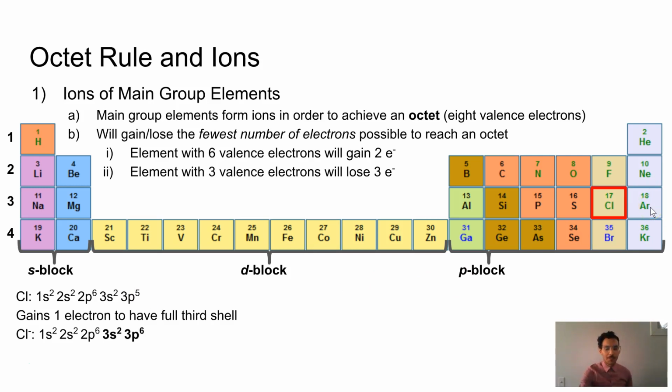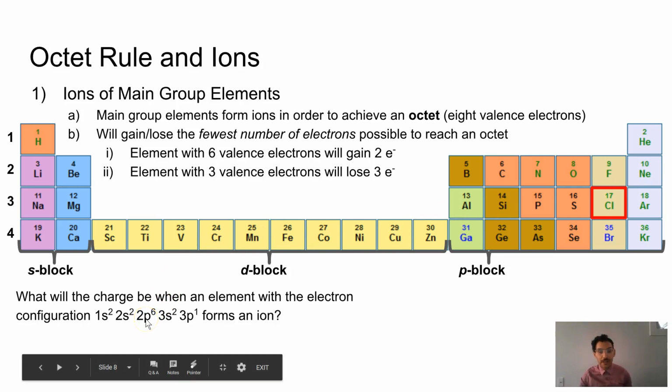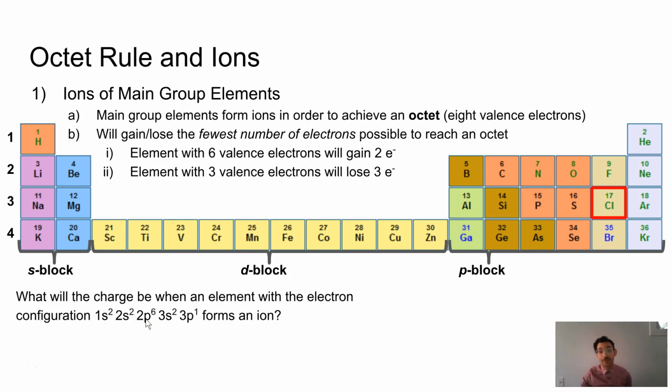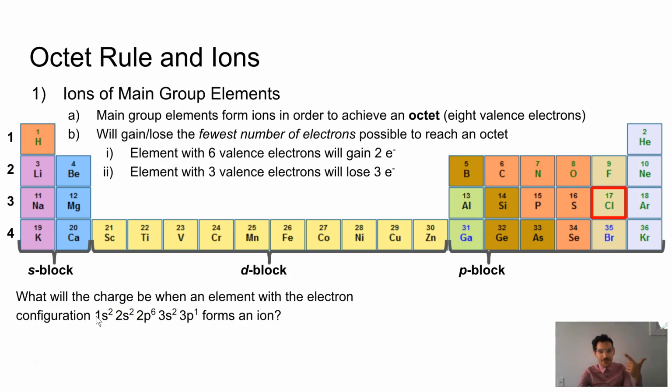All right, well, let's look at one more thing here. If we know the electron configuration for an element, I want you to figure out the charge of the ion that an element with this electron configuration will form. So figure out what element has this electron configuration, and then figure out what is the charge of the ion that this element will form. Pause the video and think about that now.